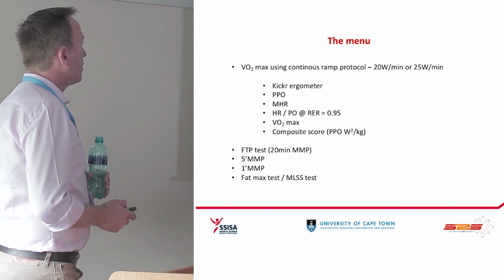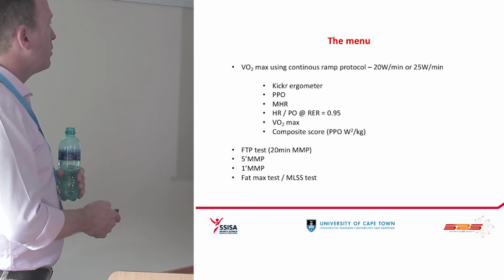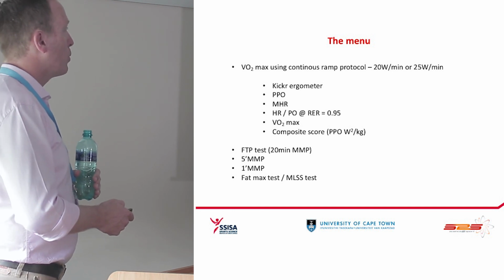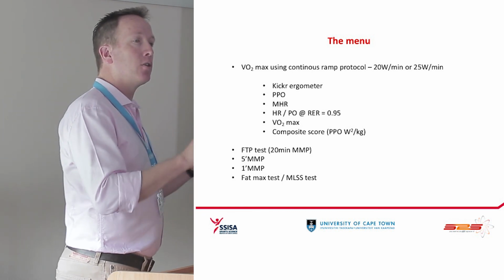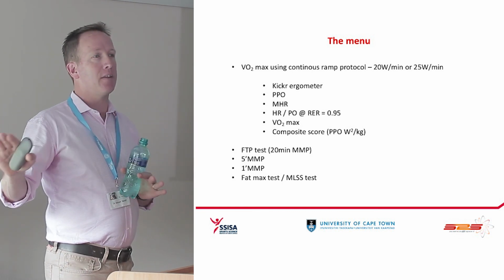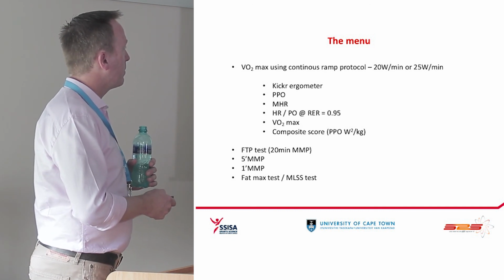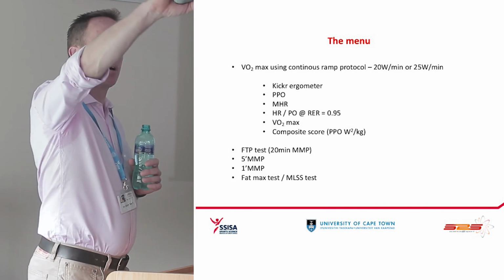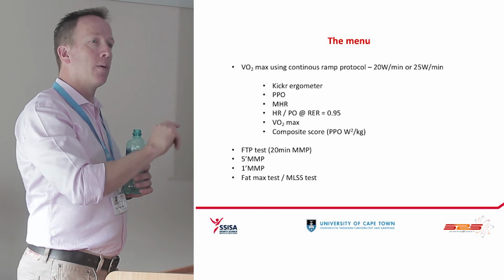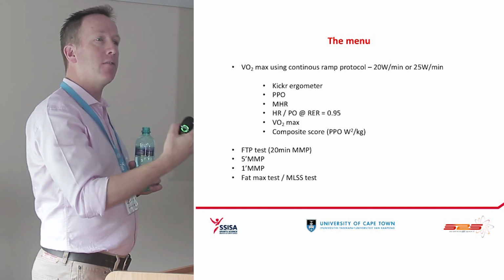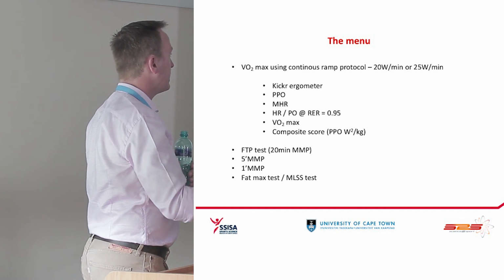What will we include in our menu going forward? We will continue to use a VO2 max protocol using 20 watts per minute or 25 watts per minute. Both of those have a lot of publications, so you can compare your test results to other data out there. It's the most commonly used protocols, 20 watts per minute or 25 watts per minute, and use a continuous ramp protocol, not a step protocol. So we use a continuous ramp, so our ergometer increases by 1 watt every 3 seconds, okay, or 20 watts per minute, but it's 1 watt every 3 seconds.